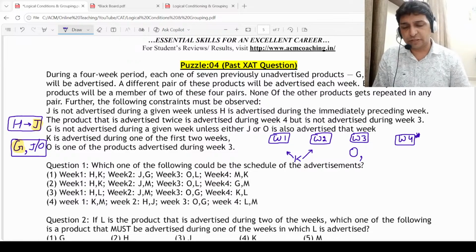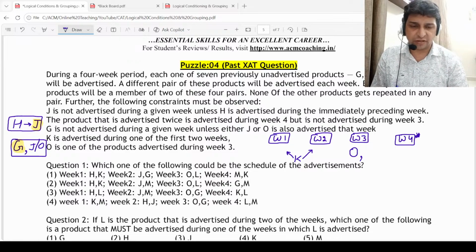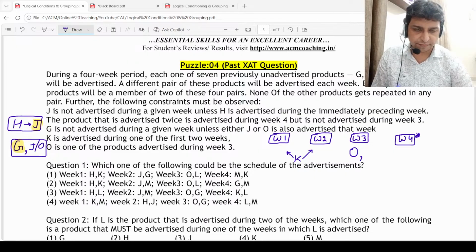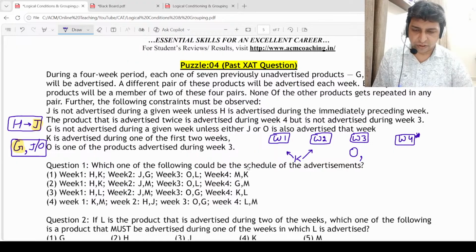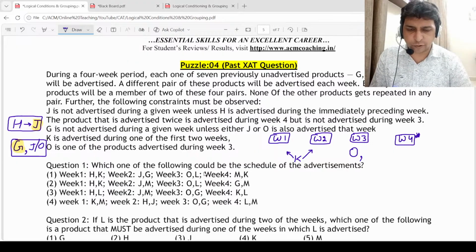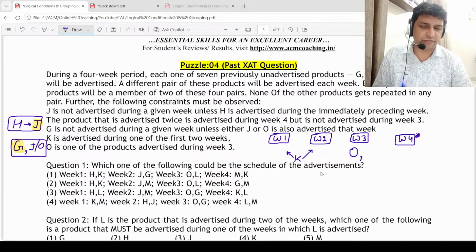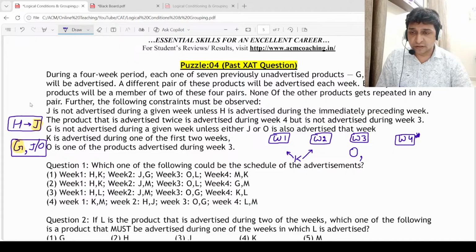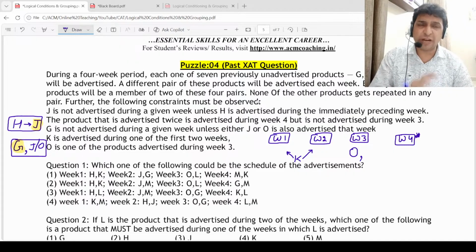Now how to solve this puzzle? We have already made the framework, the blueprint. Now let's put the information here. Let's put the questions here. The first question: which one of the following could be the schedule of the advertisement? So let's check that. We don't have to make it.